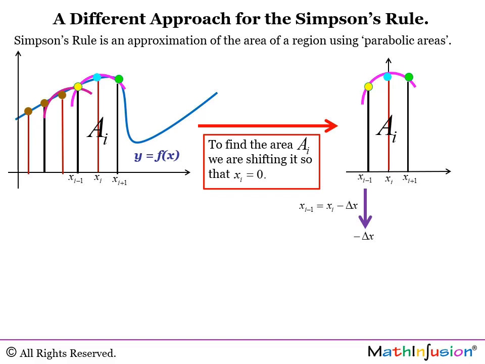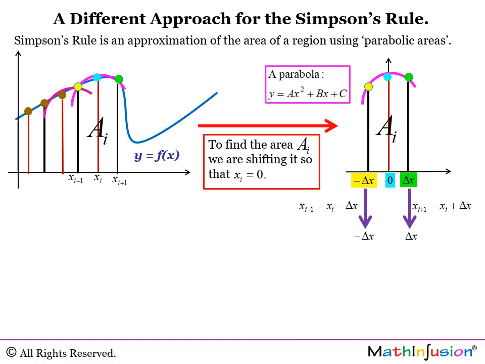Because xi is 0, we get that because xi minus 1 is xi minus delta x, this is negative delta x. And because of the same reason, this is delta x. And the middle one is now going to be just 0, which is xi. The approximation now is using kind of the fact that because we have curves here, then a parabola is much better approximation than just trapezoids or straight lines between the points.